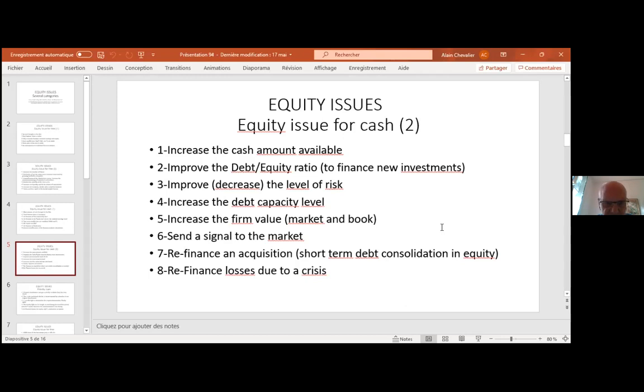Point four, you increase, like what I said, the debt capacity level, and in general, it is equal to the level of the equity issue. You increase the firm value, book, of course, that's what we said. We increase the level of total equity, and you increase the value of the firm by the increase of the book value, which is also equal to the increase of the cash level. But you increase also the market value, at least on the level of the cash, which is raised.